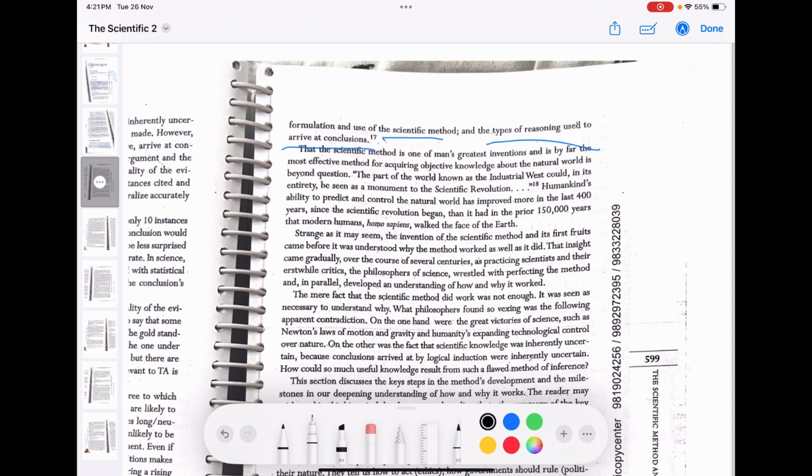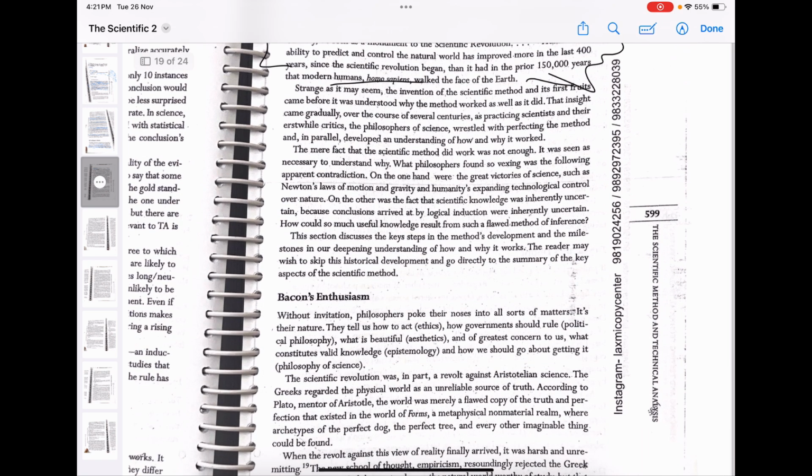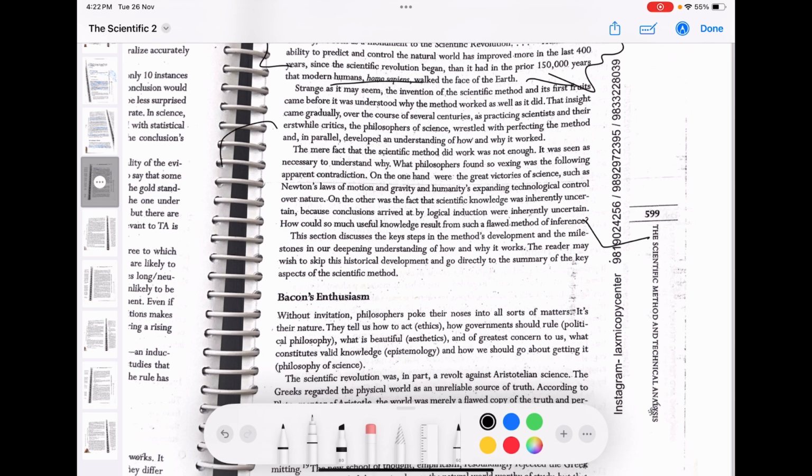So the scientific method is one of man's greatest inventions and is by far the most effective method for acquiring objective knowledge about the natural world. Okay, so humans are Homo sapiens and we first walked the earth many years ago, and so on. Okay, you can read this if you want to.